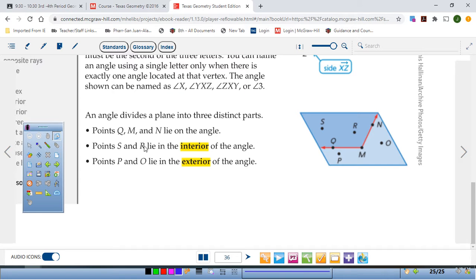Points S and R lie in the interior of the angle. If you look at this part here, the smaller one, since an angle has this side and this side, the smaller one would be the interior. The bigger one is the exterior. So copy that down, put the important information, and we're going to get ready for the next page.